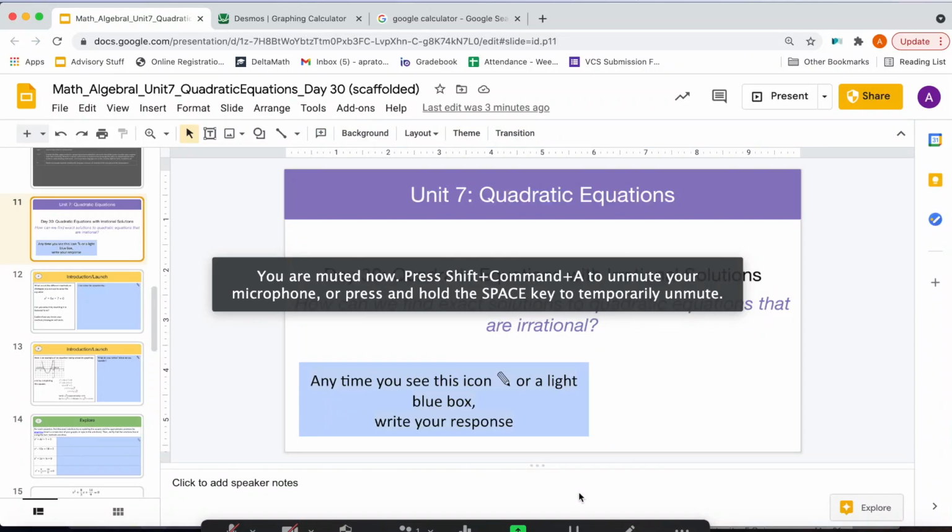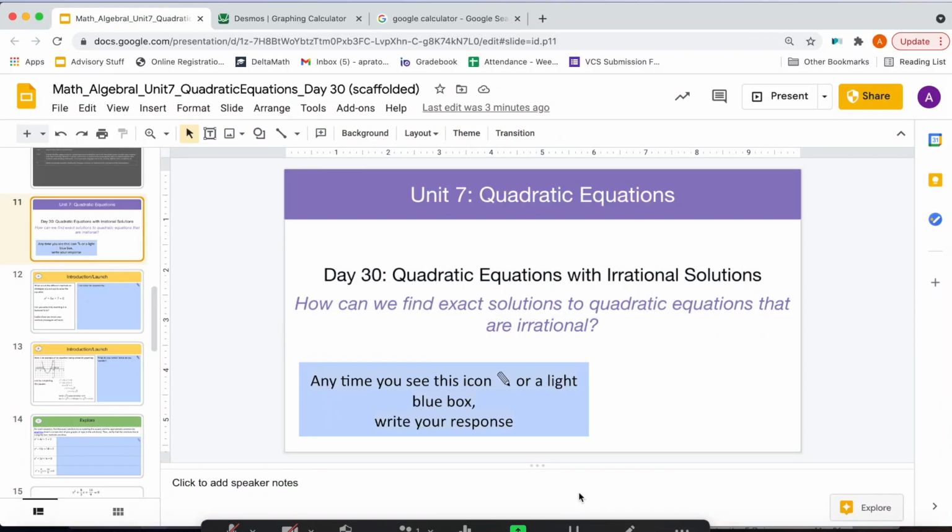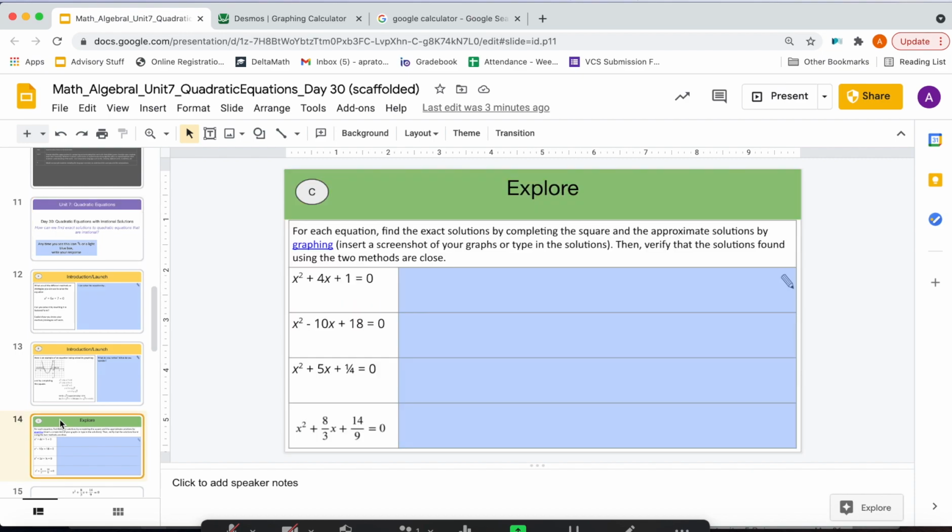How to complete one of the Explore parts of Unit 7, Day 30, Quadratic Equations with Irrational Solutions. When you are working on this lesson, you should be thinking about how can we find exact solutions to quadratic equations that are irrational. That's our goal, to be able to answer this question. So we're going to work together on this last one.